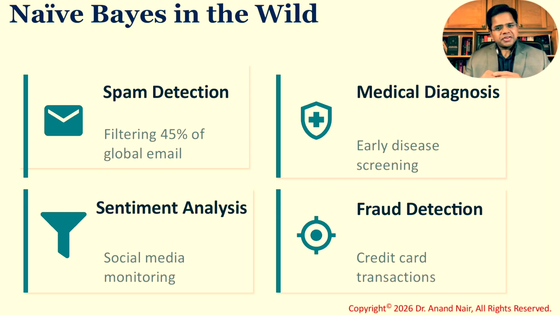Spam detection. Every time Gmail correctly identifies that Nigerian prince email as spam, thank Naïve Bayes. It's been the backbone of spam filtering for decades. About 45% of all email globally is spam, and this little algorithm is your first line of defense.